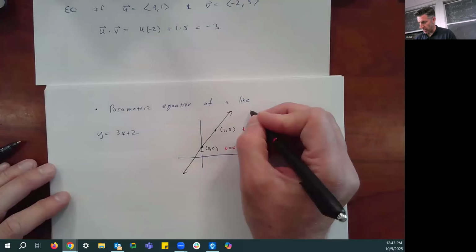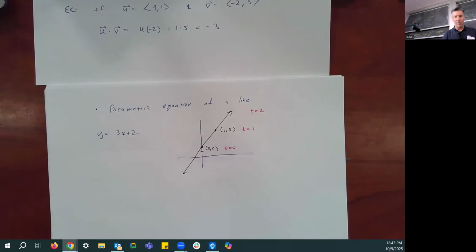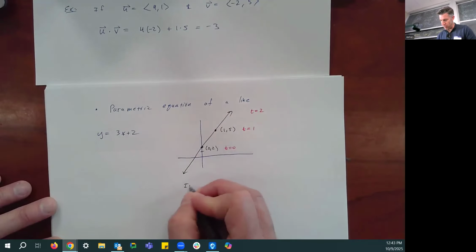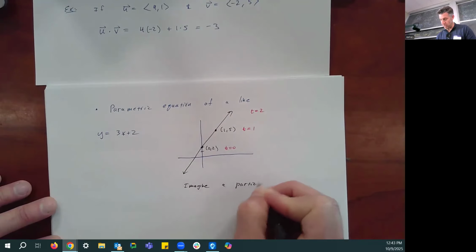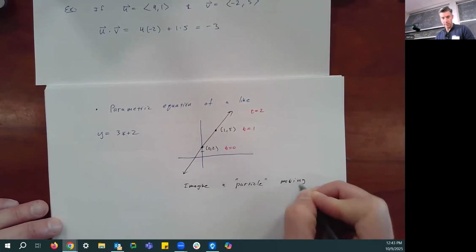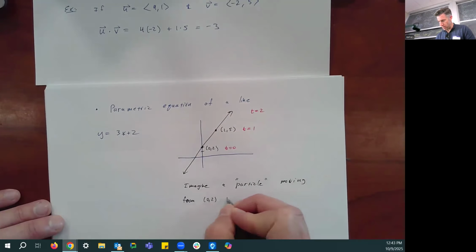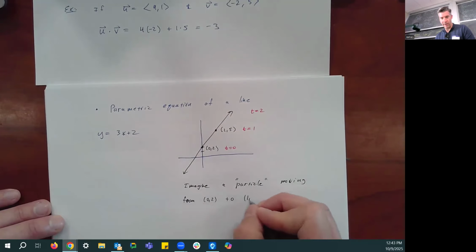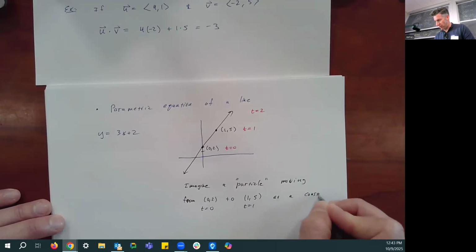And then we could even go further. Let me write down some words instead of just saying words. So we're going to imagine a particle moving from the initial point 0, comma 2 to the next point 1, comma 5. At 0, comma 2, it's at time equals 0. At 1, comma 5, it's at time equals 1, at a constant speed. That's the important part that I forgot.